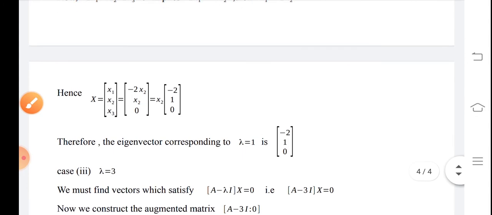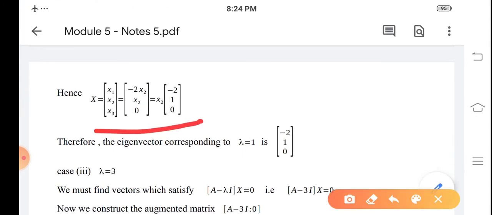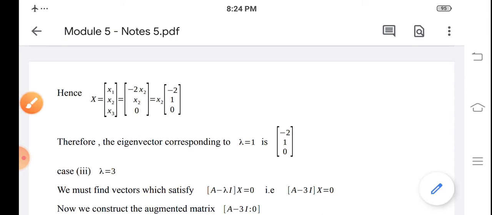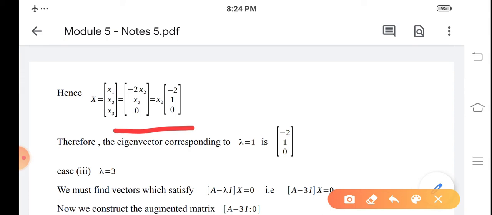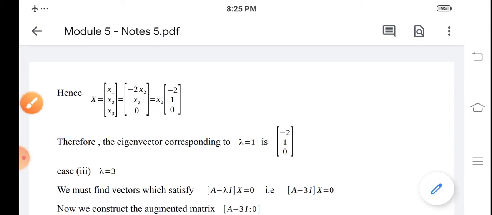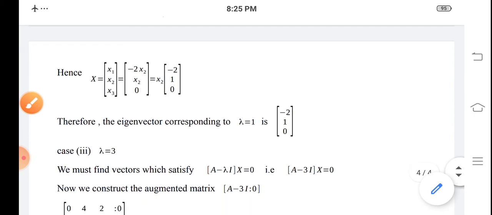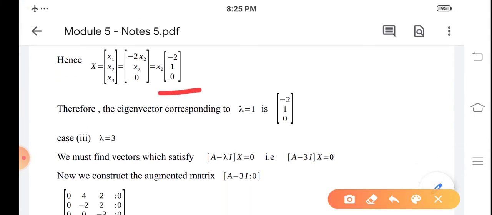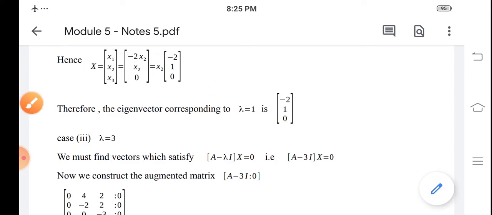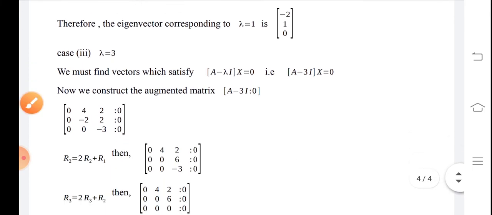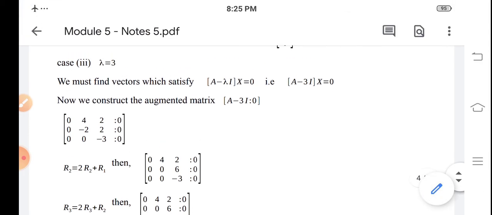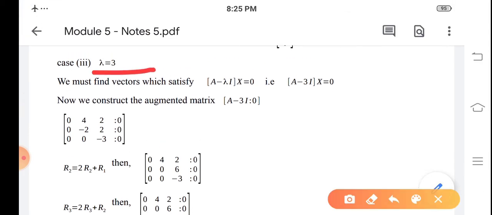Now we write x equal to x1, x2, x3, where x1 is minus 2x2 and x3 is 0. So we are getting (minus 2x2, x2, 0), or x2 times (minus 2, 1, 0) for any non-zero real x2. Now we can take the eigenvector corresponding to lambda equal to 1 as the column vector (minus 2, 1, 0). Let us consider the last case, that is lambda equal to 3.